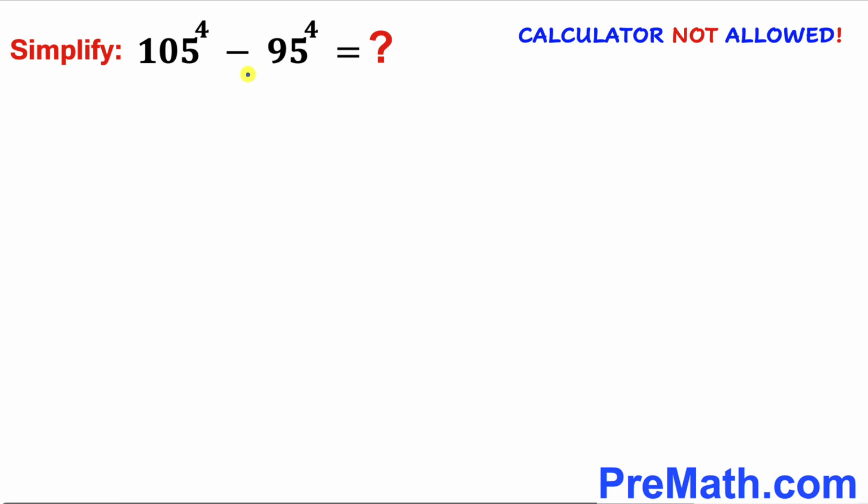Let's go ahead and get started with the solution, and here's our very first step. Let's focus on this given question. We got 105 power 4 and likewise 95, and then exponent is 4. And now we are going to tweak this term. This could be written as 105 square and then whole square, and likewise this could be written as 95 power 2 and then whole square.